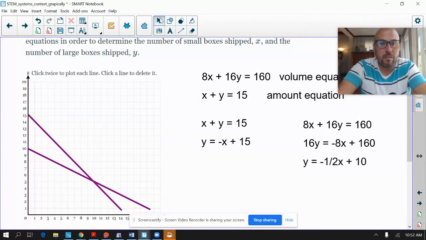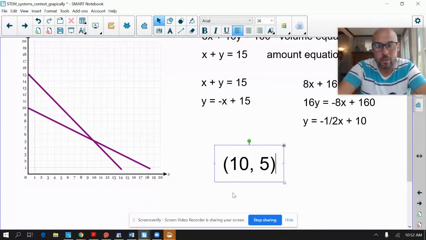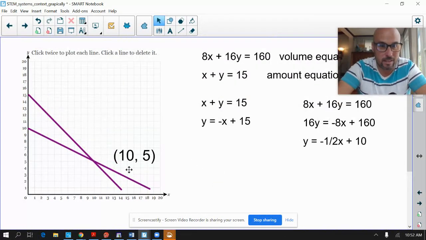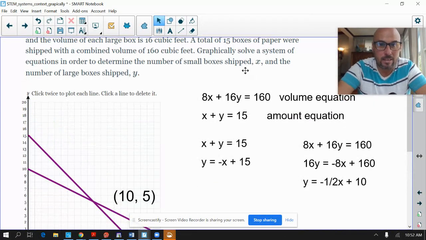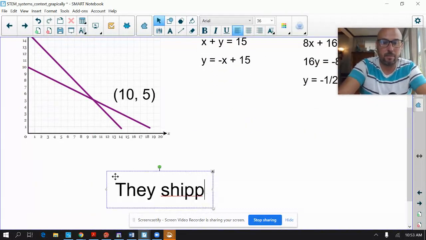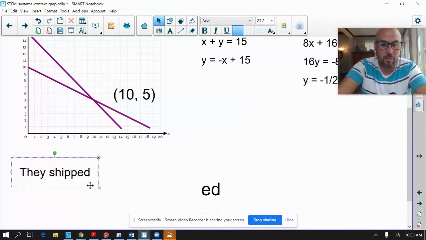And there I've solved it graphically, but you have to identify what the answer is. And it looks like the answer is 10, 5, the ordered pair (10, 5), which is totally meaningless unless you tell me what that means. What does (10, 5) mean? 10 is the X, 5 is the Y. X is the amount of small boxes. So they must have shipped 10 small boxes and 5 large boxes.